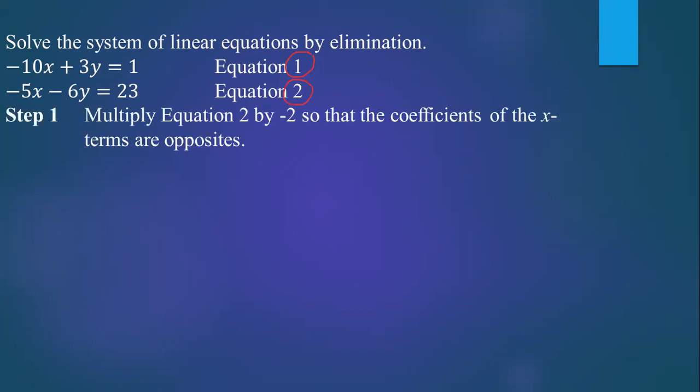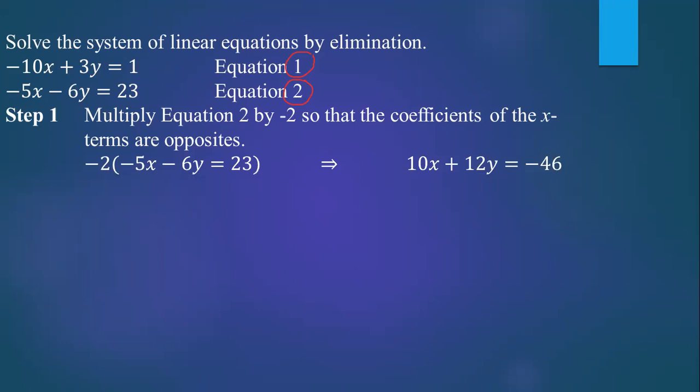We multiply equation 2 by negative 2 so that the coefficients of the x terms are opposite. Now this time, we will be eliminating x. Because if we multiply this one by negative 2, that means it will be positive 10x. So we can eliminate x. All right, so this is what we do. We multiply equation 2 by negative 2.